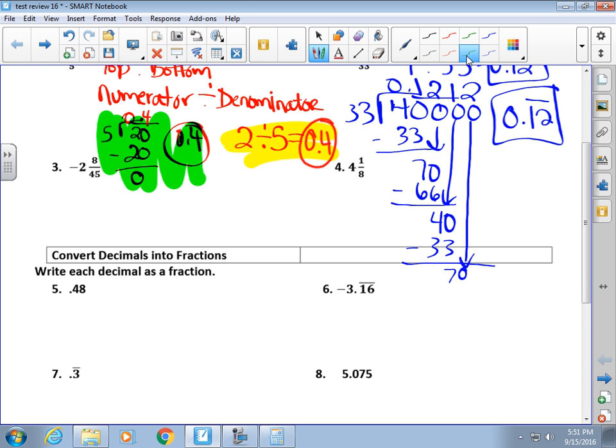Number 3 says negative 2 and 8/45. So I have this negative 2 there. Well, my negative 2 is a whole number. Nothing's going to go away. So I just need to remember that this negative 2 should be in front of my decimal, and whatever I get for 8 divided by 45 will be after my decimal.